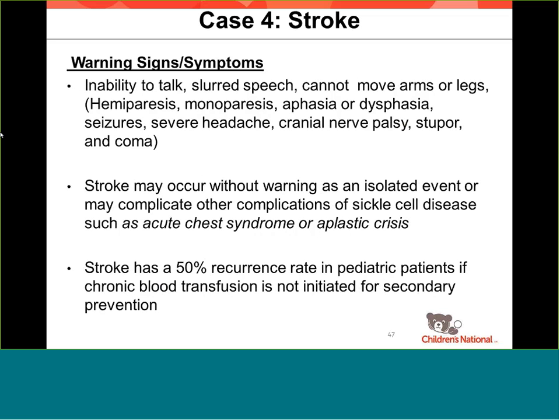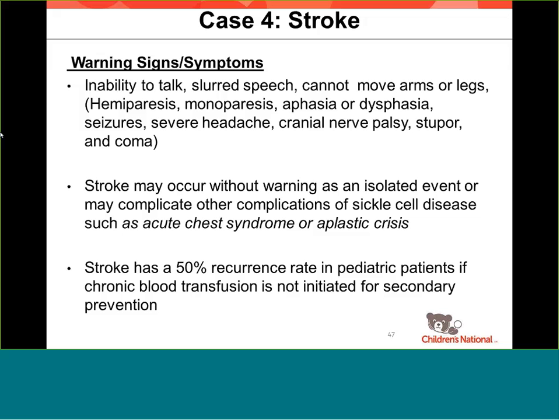And also it can be an isolated event, or can also occur with acute chest syndrome or aplastic crisis, which you see with parvovirus B19. So if you have a patient with aplastic crisis, that's when the parvovirus B19 virus, which causes erythema infectiosum, slapped cheeks disease, where they have the red cheeks. Patients with aplastic crisis have a low reticulocyte count. They can also, in very rare cases, present with a stroke.